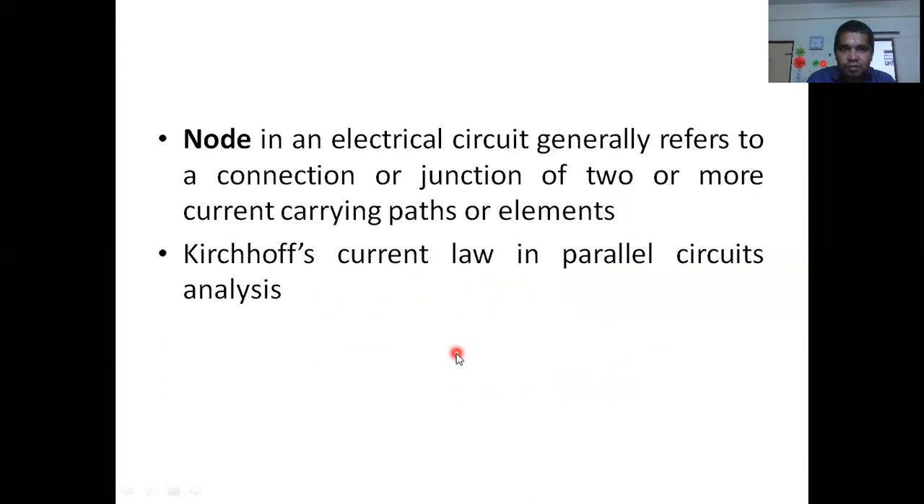In simple language, a node in an electrical circuit generally refers to a common connection or junction of two or more current carrying paths or elements. So the definition of a node in an electrical circuit is a connection or junction of two or more current carrying paths or elements.